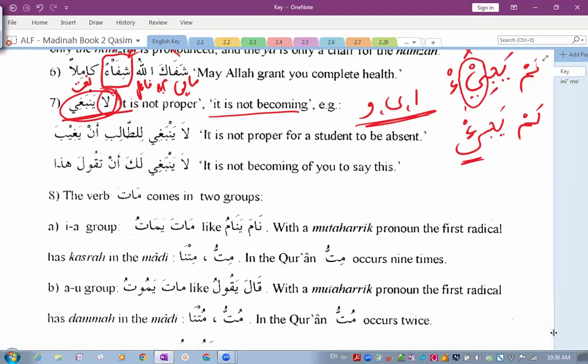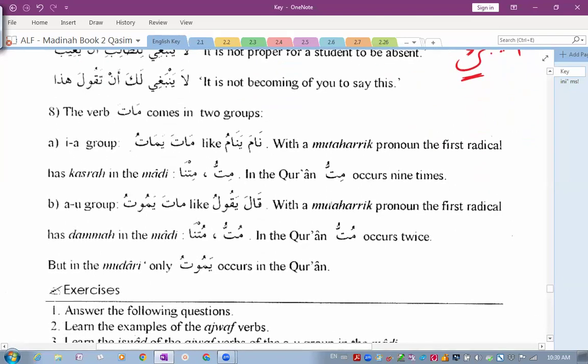Point number 8. The verb mata comes in 2 groups. A group: mata yamatu, like nama yanamu. With a mutaharrik pronoun, the first radical has kasra in the madi: mittu and mitna. In the Quran, mittu occurs 9 times.